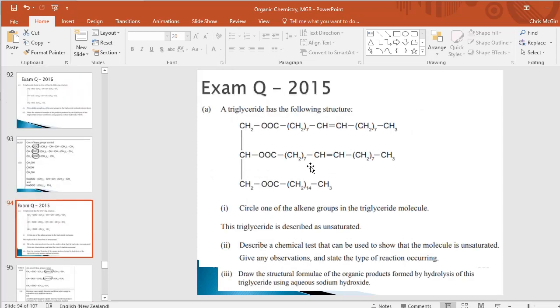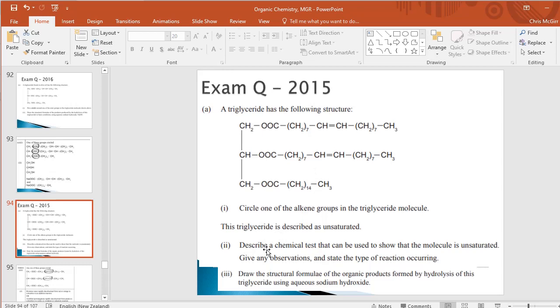Let's have a look at 2015. Same sort of thing. This one says circle one of the alkene groups. So here is an alkene group. Again, it's just checking your understanding. But now it's brought in a thing called triglycerides described as unsaturated. This is no different to your understanding of saturation and unsaturation previously. Remind ourselves right back to the start of year 12 organic chemistry. A saturated hydrocarbon is one that contains only carbon-to-carbon single bonds. Unsaturated means there is at least one carbon-to-carbon double bond.